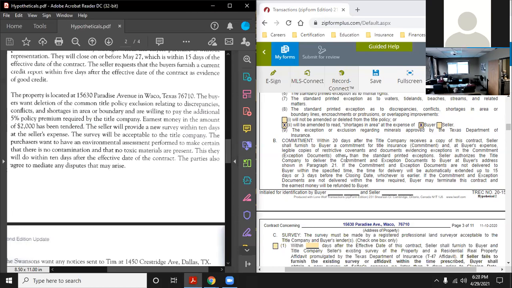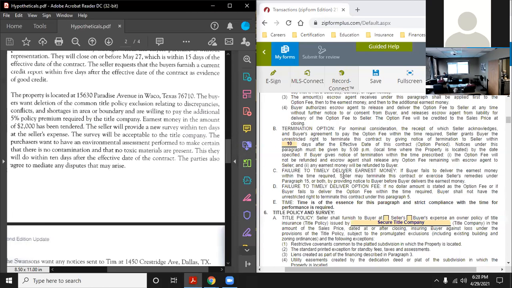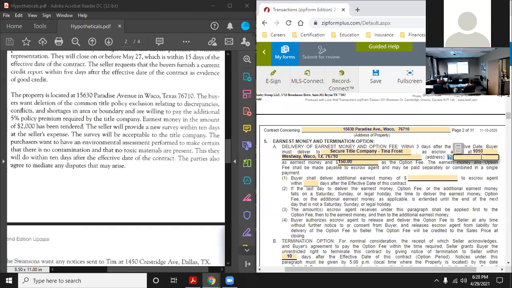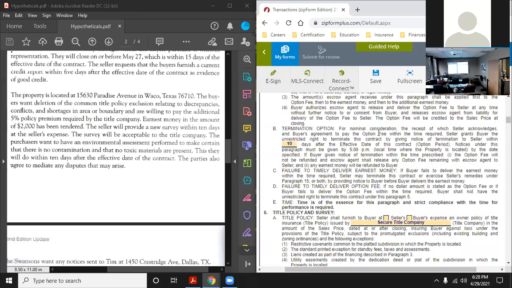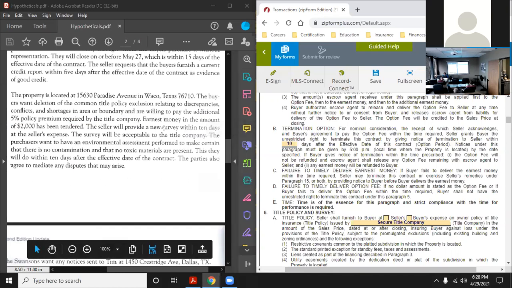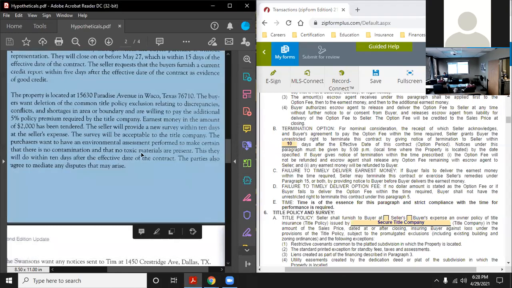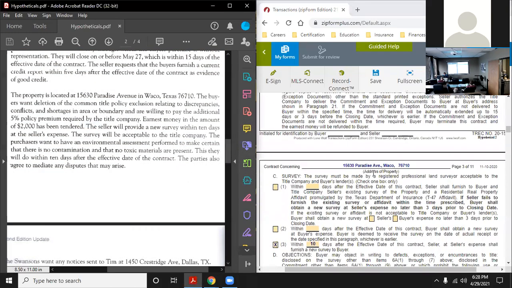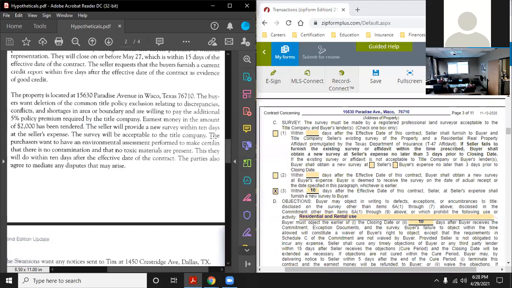Let's see. Earnest money in the amount of $2,000 has been tendered. Finally, we understand what the earnest money is. Again, I hate filling these out. They're never in order. It makes it really confusing. So, when I fill these out too, I'll probably not fill out all of the blanks for everything because, again, we don't have all of the information. So I'm just going to leave some stuff blank as I'm scrolling through here, filling out what is in here. The seller will provide a new survey within 10 days at the seller's expense. So we got that down here for seller.